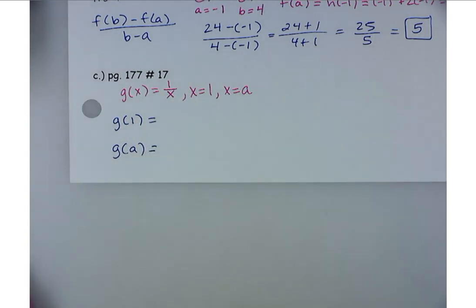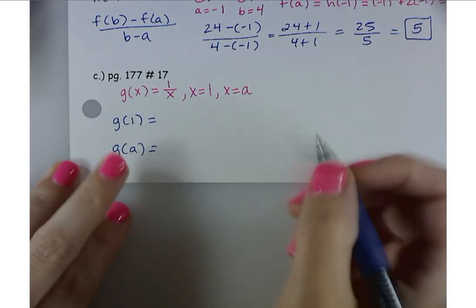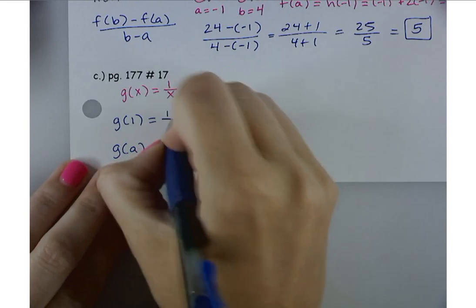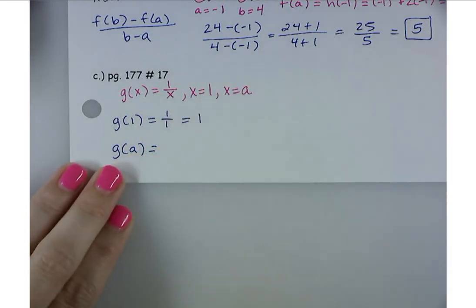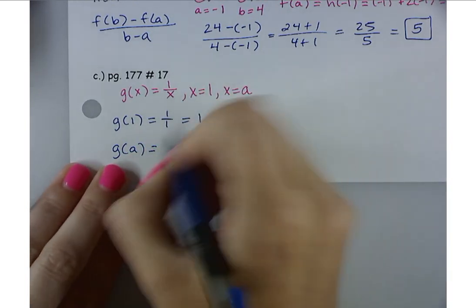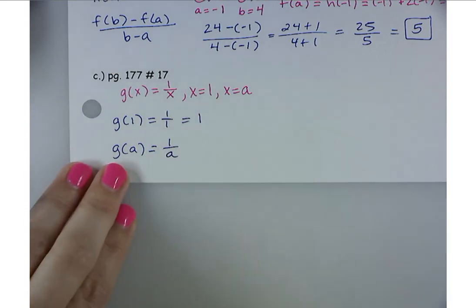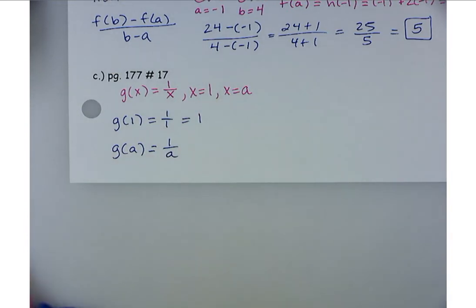Okay, do you think you guys can find g of 1 and g of a? Okay, so Michaela, what did you get when you plugged in for g of 1? I got 1. 1, so it's 1 over 1, which is going to reduce to 1. Excellent. Mitchell, what about g of a? 1 over a.